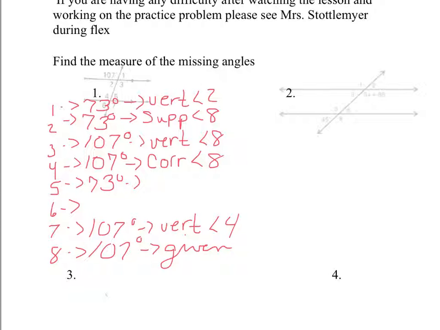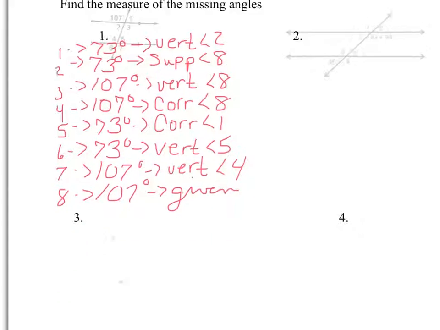Angle 5 is 73 degrees. There are lots of reasons we know that. I'm going to put that it corresponds to angle 1, which is true. You could also put that it is alternate interior to angle 2. And it is also supplementary to angle 7, so any of those reasons would work just fine. That leaves angle 6. Angle 6 is 73 degrees because it is vertical from angle 5. You're just making a list, describing what the measurements are and why.